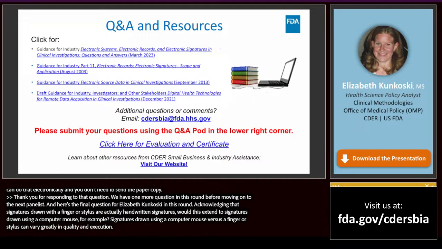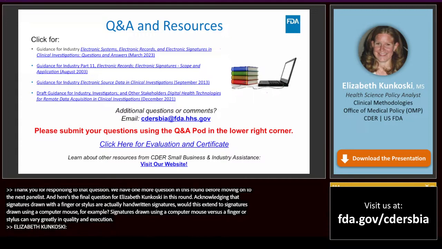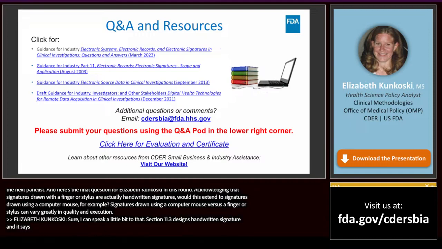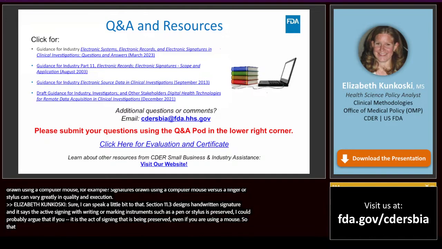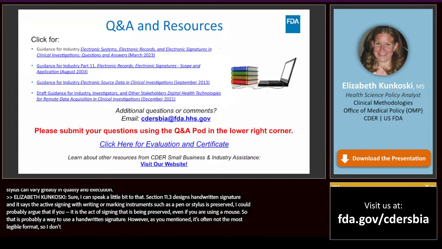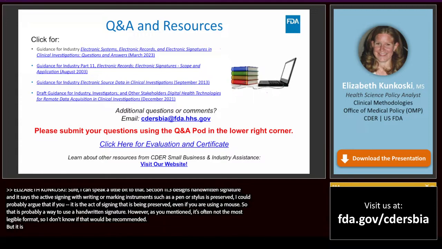Sure, I can speak a little bit to that. Section 11.3 of the regulation defines handwritten signatures, and in that it says the act of signing with a writing or marking instrument such as a pen or stylus is preserved. I could probably argue that it is the act of signing that is being preserved, even if you are using a mouse. So that is probably a reasonable way to use a handwritten signature. However, as you mentioned, it's often not the most legible format. So I don't know if that would be recommended, but it is truly the act of signing that is preserved that we are most interested in for considering something a handwritten signature.